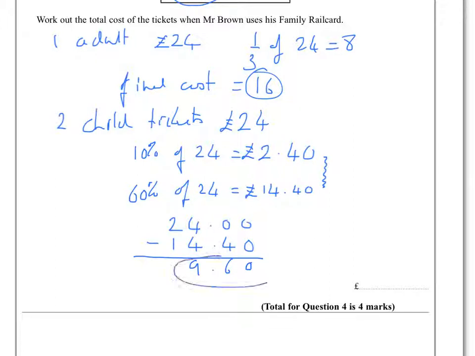So we've got £9.60 for the child tickets, £16 for the adult ticket, so that is £25.60 in total, and we got that from 16 plus £9.60. Again, apologies for the handwriting on this iPad, it's quite difficult.